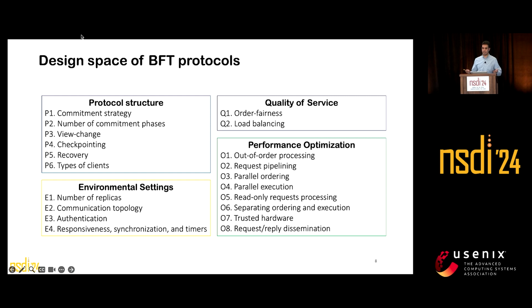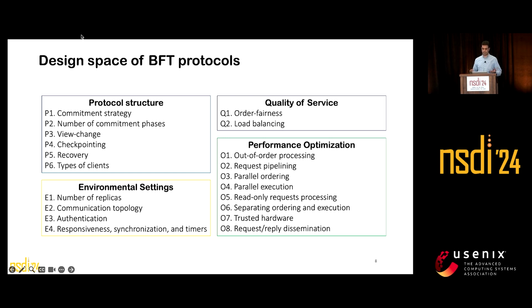The commitment strategy is talking about whether a protocol is optimistic, pessimistic, or robust. An optimistic protocol makes some optimistic assumptions, like on the synchrony of the network, on the failure of nodes, assuming, for example, all nodes are non-faulty, or on the contention between transactions. The number of commitment phases could be 2 commitment phases, 3 commitment phases, and the view change, whether it is a stable leader or rotating leader mechanism. The checkpointing mechanism, the recovery mechanism, the type of clients. Clients are only proposers, or they can help in repairing the protocol.